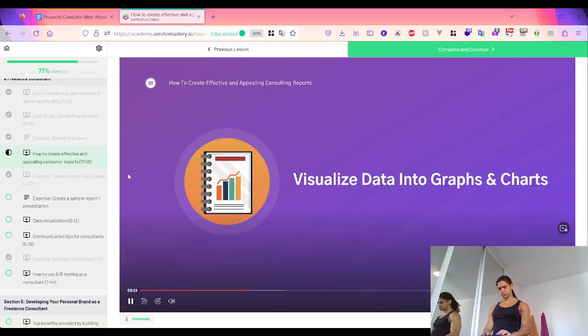Now here's an interesting fact. Did you know that humans process visual data 60,000 times faster than written data?